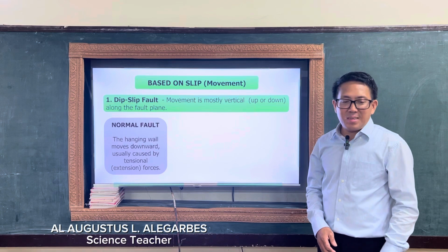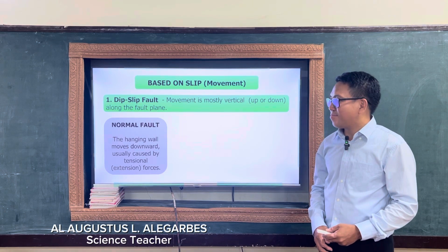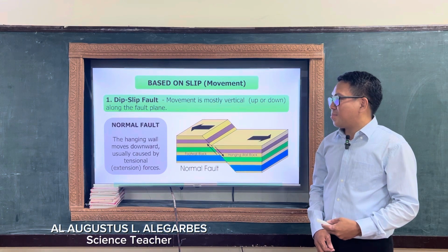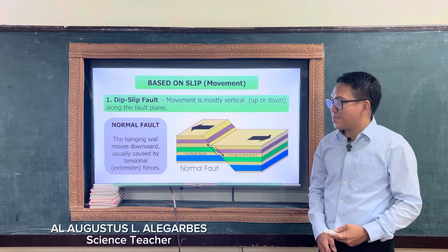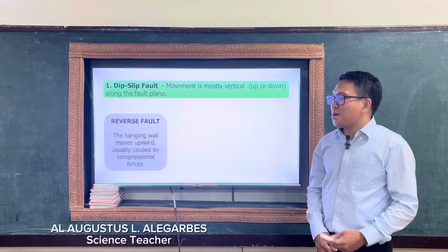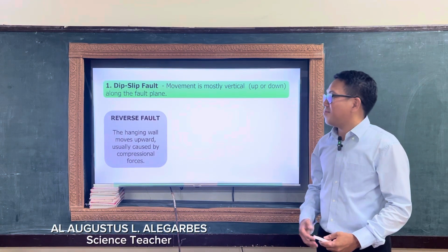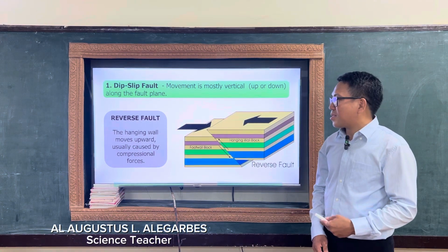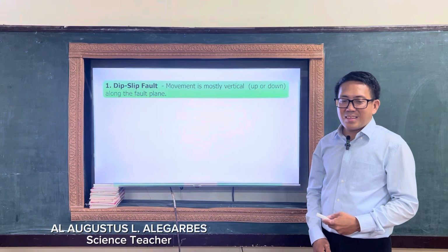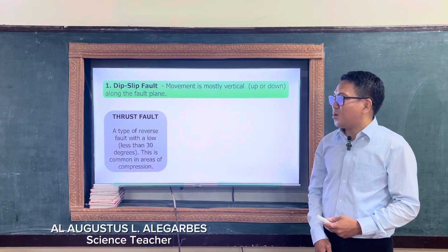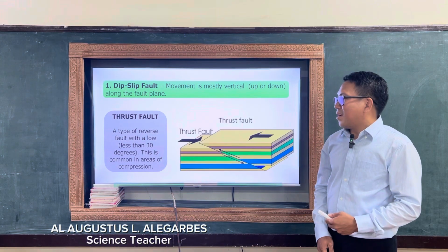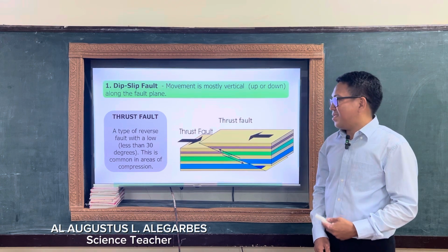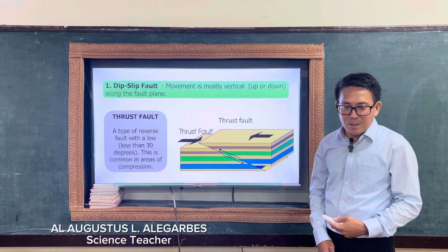The first example of dip slip fault is the normal fault. The hanging wall moves downward, usually caused by tensional or extensional forces. The second example of dip slip fault is the reverse fault. The hanging wall moves upward, usually caused by compressional forces. And the third example of dip slip fault is the thrust fault, a type of reverse fault with less than 30 degrees angle, and this is common in areas of compression.